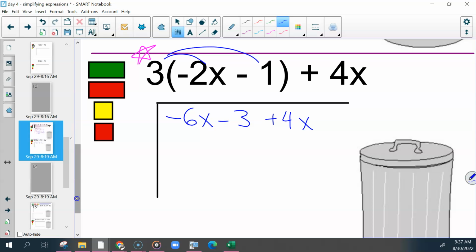What would be our next step? Combine the terms. Kayla, what are our like terms? When we combine those, we'll get negative 2x minus 3. Questions on this? So far, how do we feel about distributing and simplifying? Good, okay, not good?